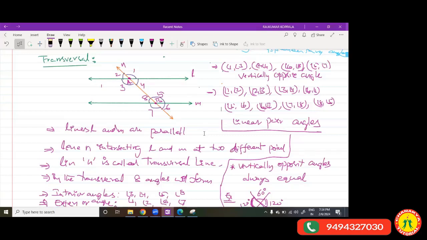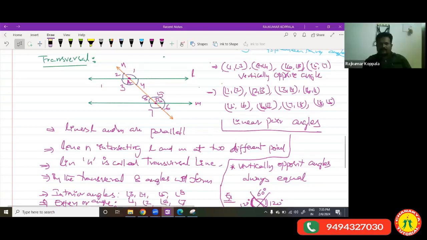Higher maths. So what we have discussed here: what are vertically opposite angles, what is a linear pair, and what is a transversal? Transversal means, if a line intersects two lines at two different points, then that intersecting line is called a transversal.